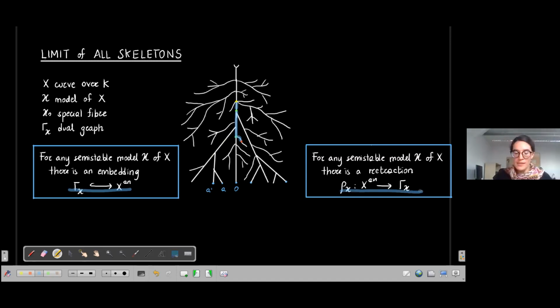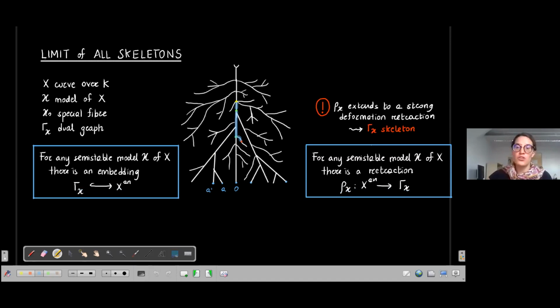So what I'm saying is that not only can I take this dual complex and embed it inside the Berkovich space, but it's also possible to retract all the Berkovich space back to this skeleton. When I say retract, it's really like I have a continuous surjective map. But in fact, it's even stronger. It's not just a continuous surjective map. It's what is called a strong deformation retraction.